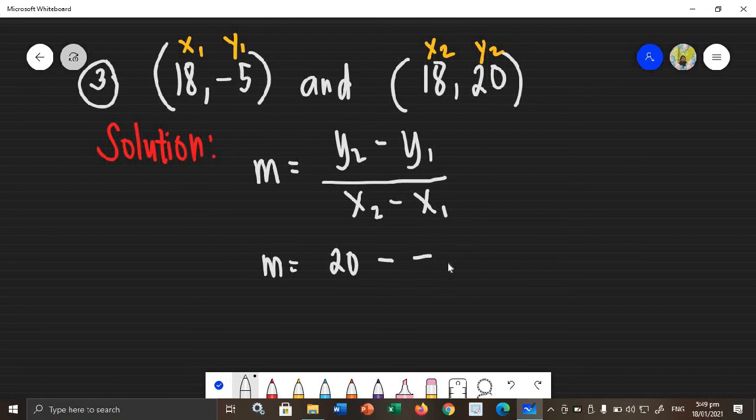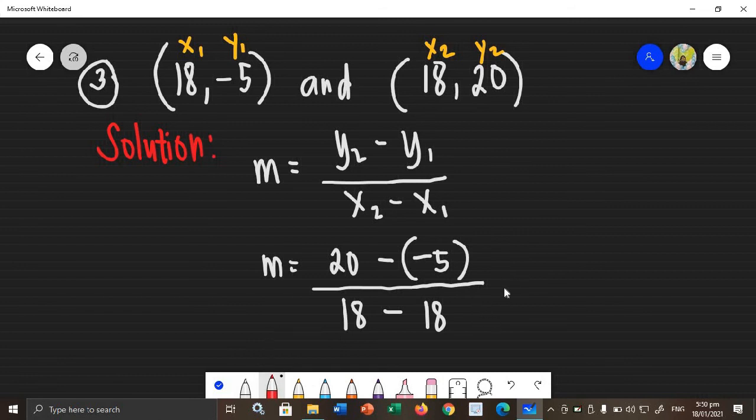So, negative 5, lagyan natin ng parenthesis, over x sub 2 natin is 18 minus our x sub 1 is 18 also. And then we have m is equal to 20 minus negative 5. That will be equal to positive 25. Over 18 minus 18, that is equal to 0.